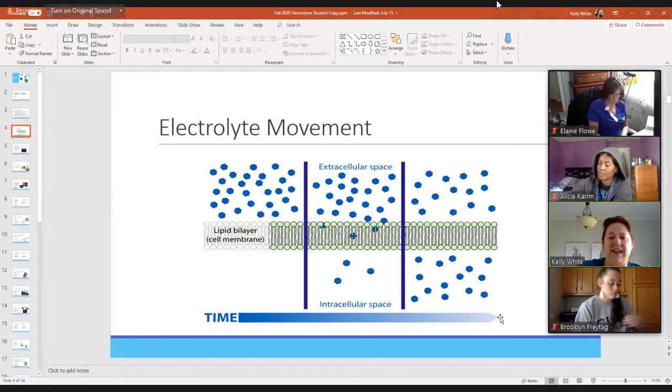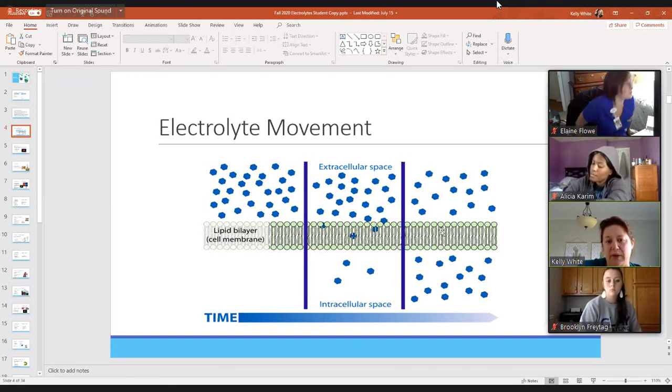And there's just a fancy picture kind of breaking that down, where you have your cell membrane, where you have more ions up here outside the cell, and then they just kind of pass over and move inside the cell.